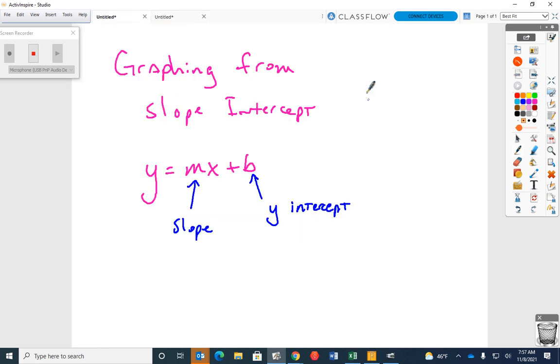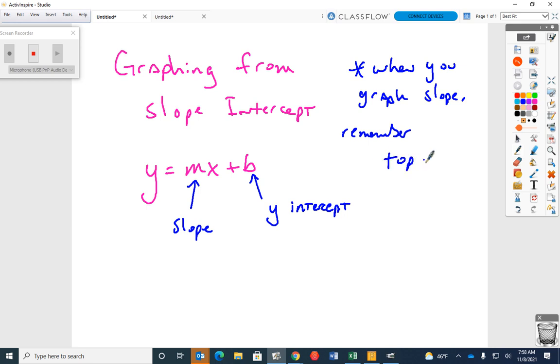Now the next part is graphing slope. Okay, when you graph slope, and this looks complicated, but it gets really easy, okay? When you graph slope, remember, top number equals up or down. The bottom number equals what? Always going to go that way. Okay? So, well, that's a bad arrow, isn't it? I'll make a better arrow. It's either going to go up or down, and then it's going to go to the right.